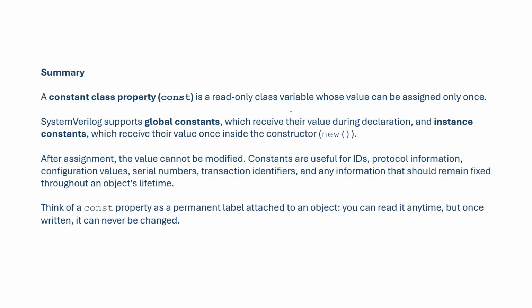Another point: SystemVerilog supports global constants and instance constants. For a global constant, you give the value while declaring the property name. That is the global constant. For an instance constant, based on your requirement, you give the values. After assignment, the value cannot be modified. Once you assign it, it can't be modified. If you want to modify it, create another object.